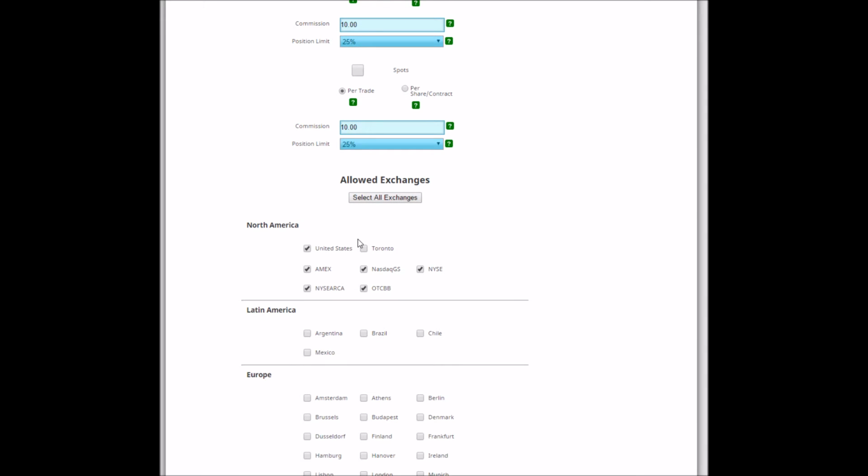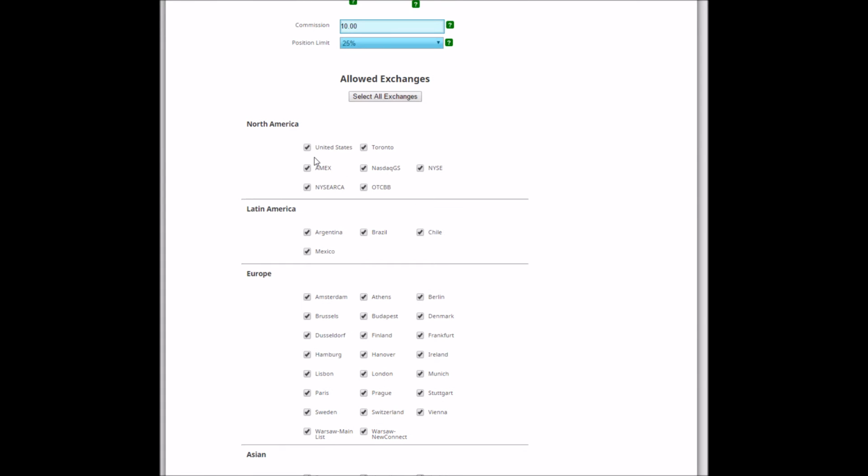Then you can select which global exchanges you want to allow your students to trade in. The US exchanges all trade in real time. Toronto and most of the other global exchanges trade with a 15-minute delay. Some exchanges, like Ireland and Chile, trade end of day, which means your students can place orders at any time, but their orders will only execute once per day.